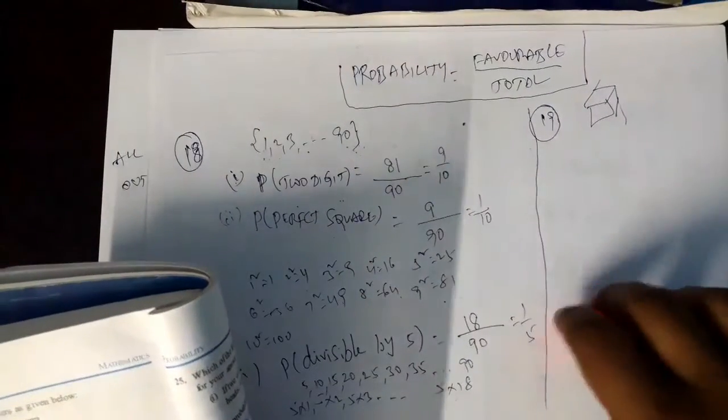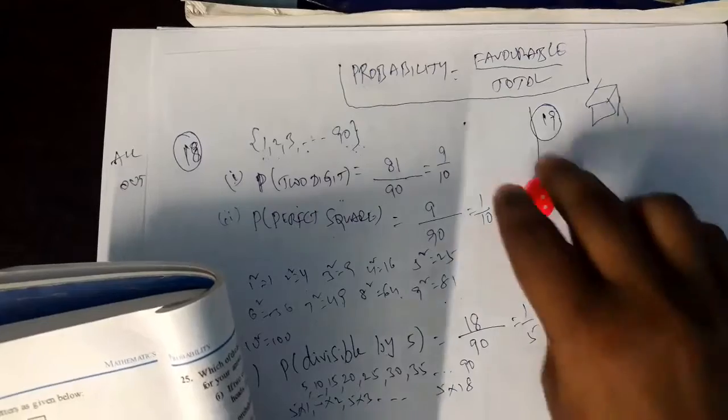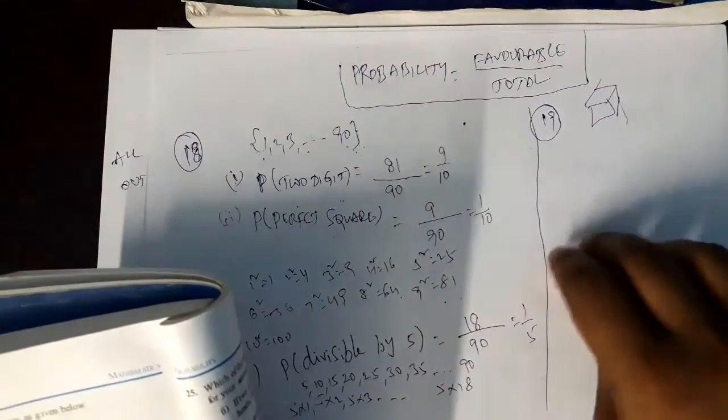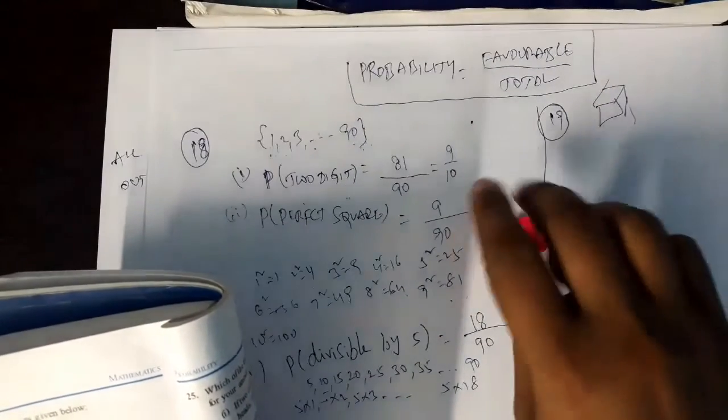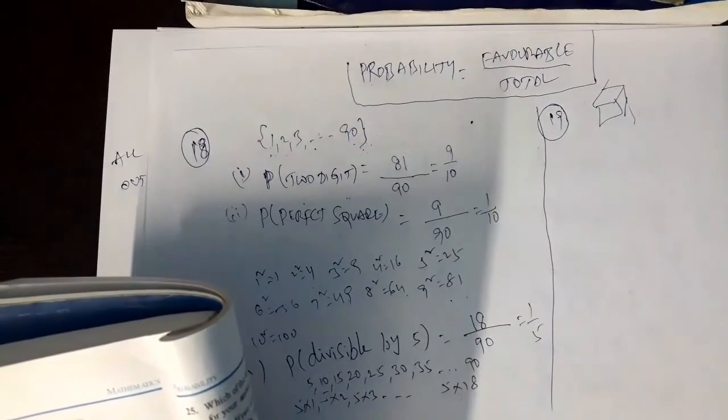Of course, a cubical die in general. So that is correct. Any face may come up, so all faces have equal chances. So probabilities are 1 by 6, 1 by 6, 1 by 6, 1 by 6. All possible outcomes, 1, 2, 3, 4, 5, 6, we write.